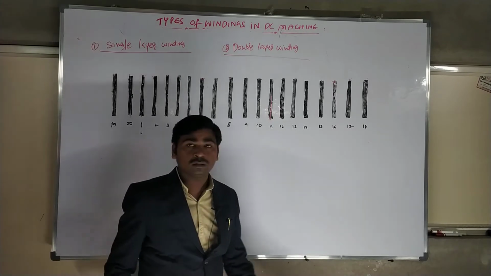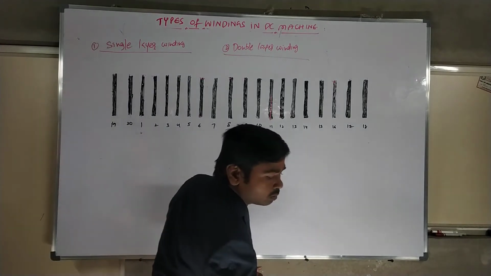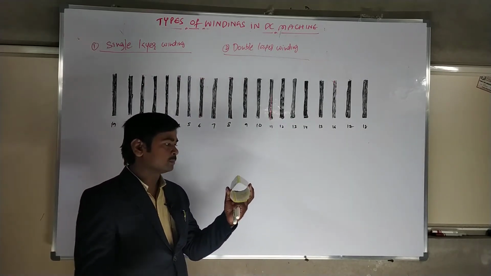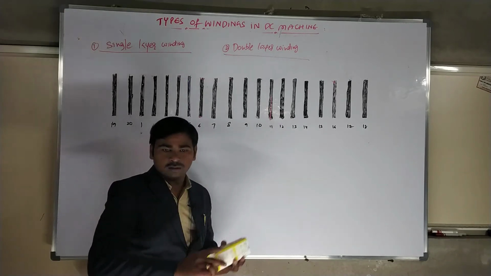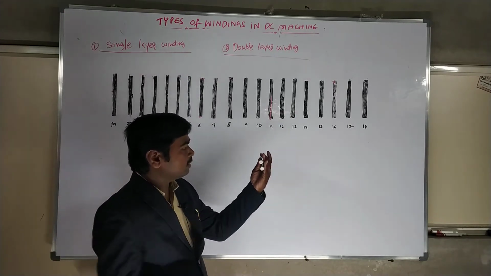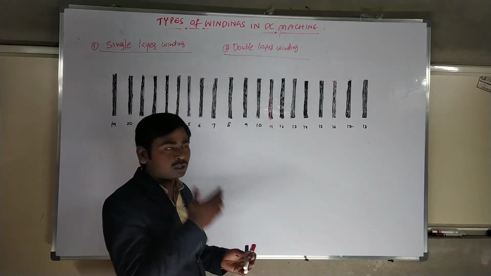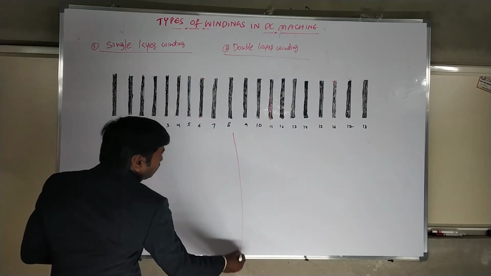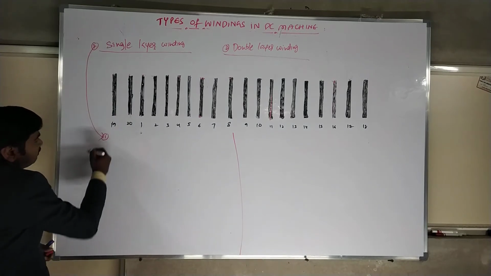So let us see here. I will draw a single layer winding. This is a rotor body. Layer by layer, if you keep one winding on top of another winding, let's consider it a double layer winding. If you keep only single layers, it's a single layer winding. To understand clearly, I will draw the winding for single layer and double layer. First, I will draw a single layer winding.